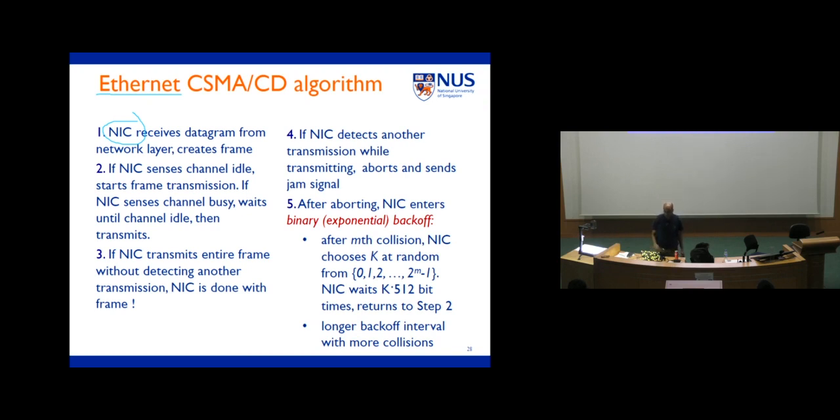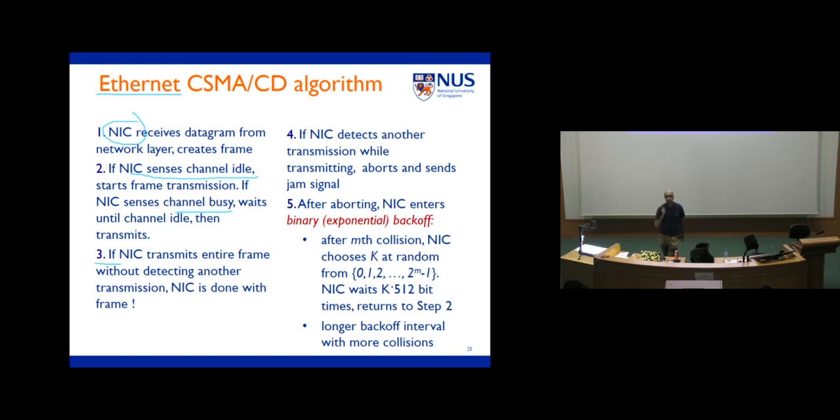And then we do CSMA. You sense if the channel is idle. If the channel is idle, you can transmit. If the channel is busy, you wait. Once the channel becomes idle, you can transmit. That's fine. Similarly, once you have started transmitting, you keep listening to the channel. If you don't detect a collision, you are done.